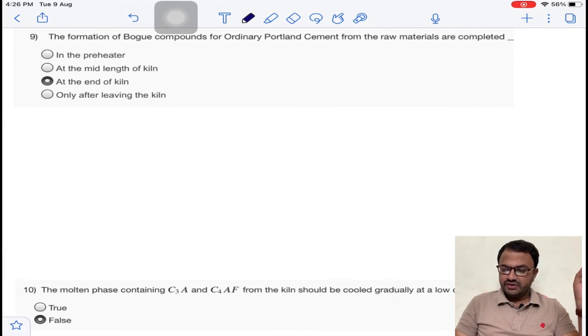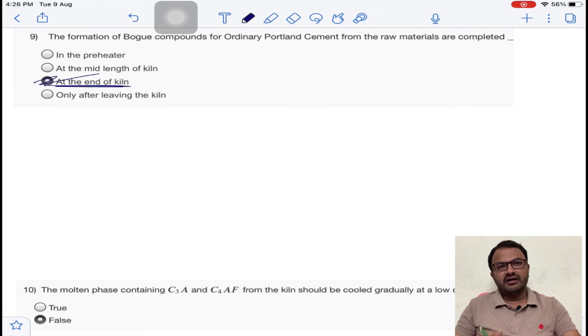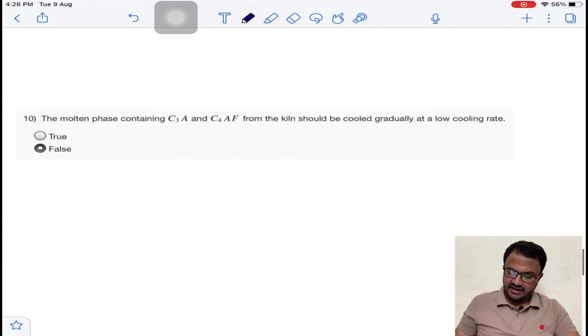Is it okay? And next, question number 9. The formation of Bogue compounds for ordinary Portland cement from the raw materials is completed. Obviously, whenever the raw materials are fed into the kiln, at the end of the kilning process, all these Bogue compounds are manufactured. So that is at the end of the kiln itself. Clear? At the end of the kiln, we will get all the Bogue compounds. Answer is C for question number 9.